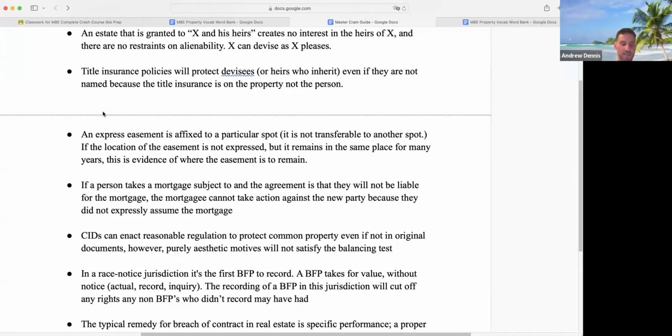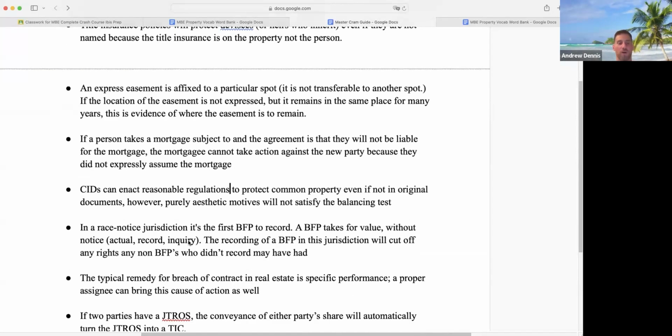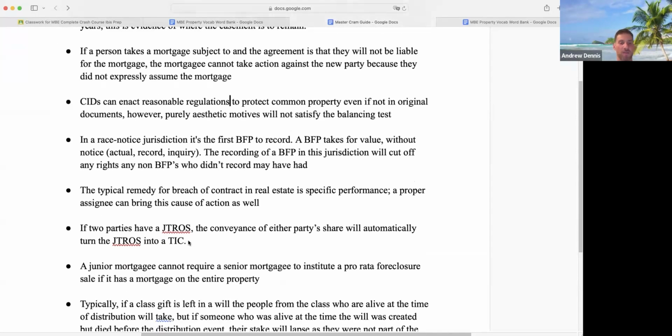So CIDs, which are like condominium interest developments or common interest developments, can enact reasonable regulations to protect common property, even if not in the original documents. However, purely aesthetic motives will not satisfy the balancing test. So it can't be like maple trees look better than oak trees, but it could be something that's reasonable to protect common property. So it is almost like a constitutional standard for common interest developments.